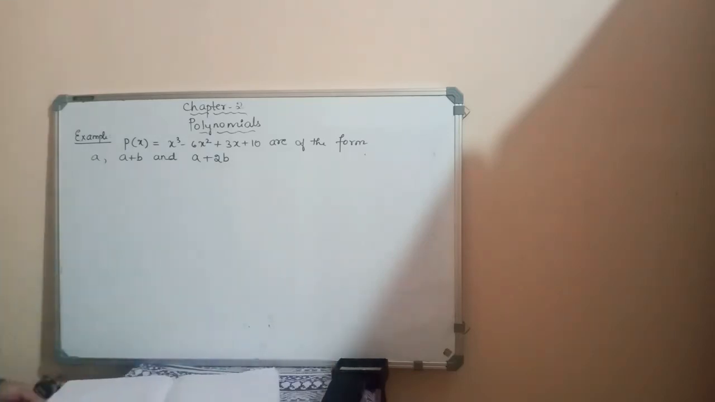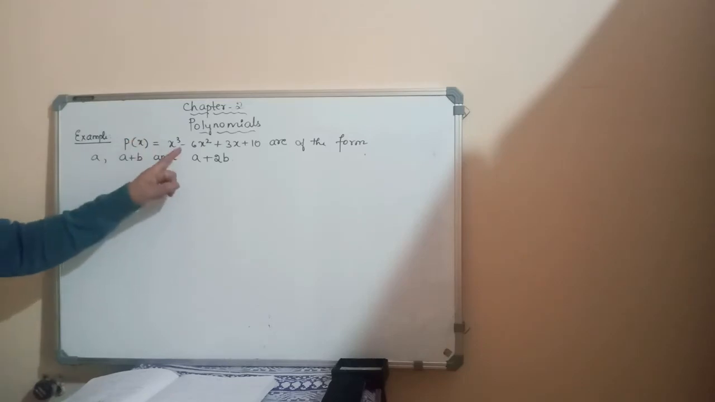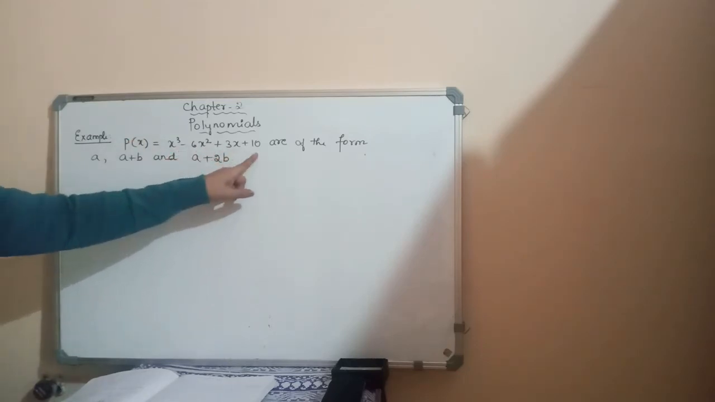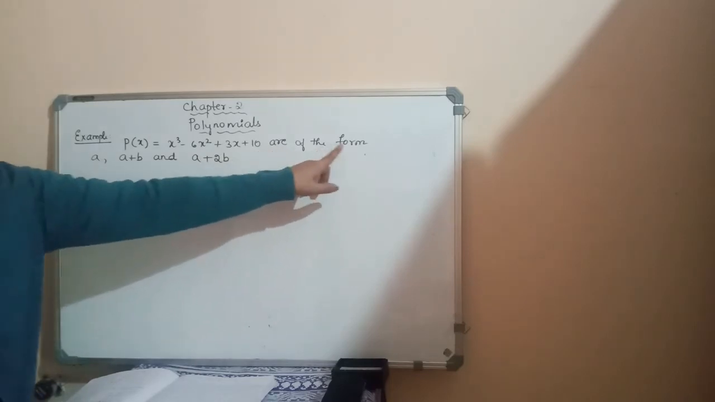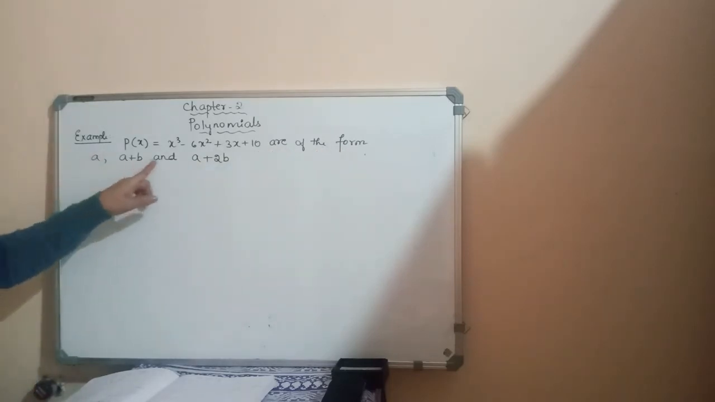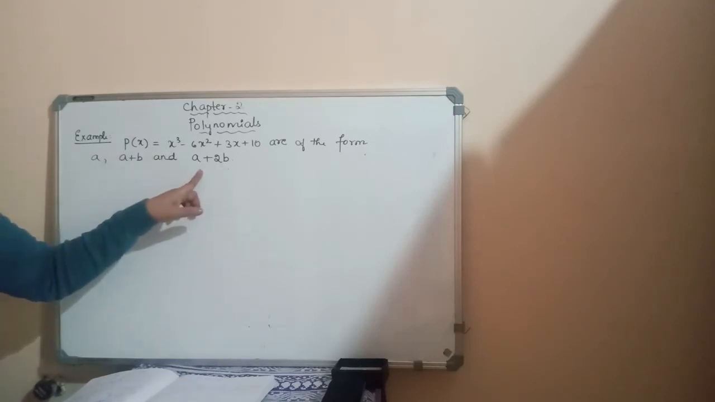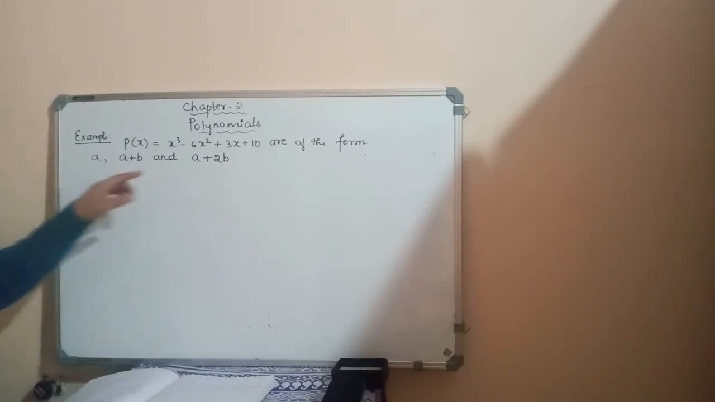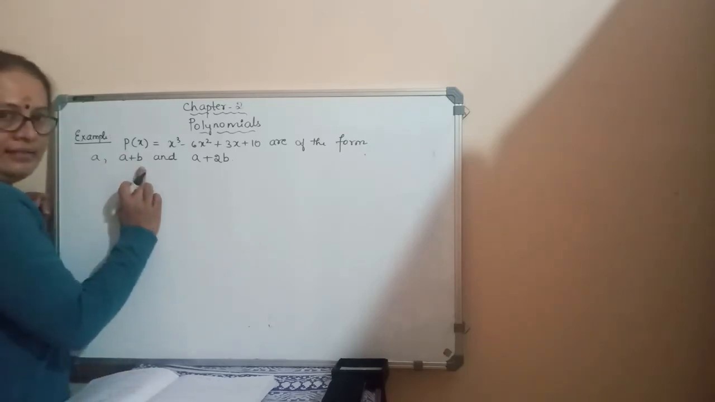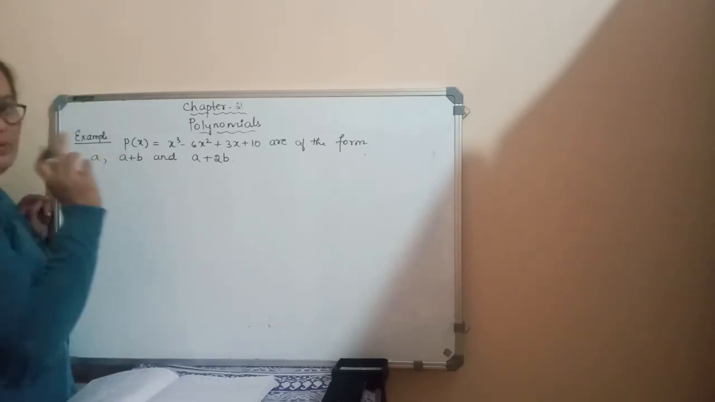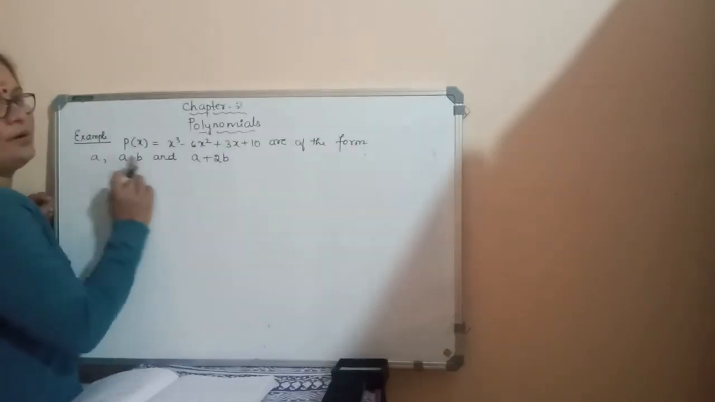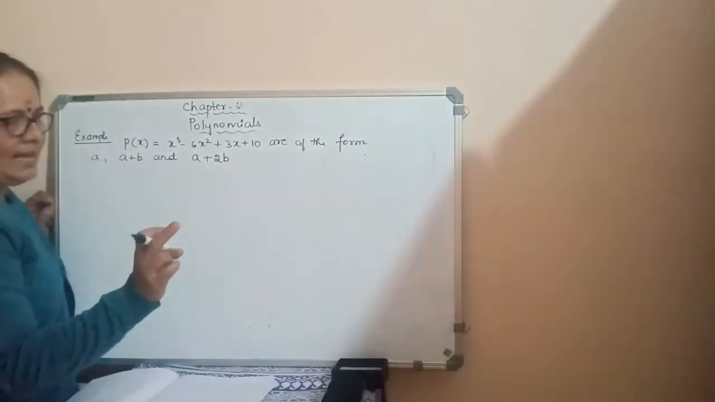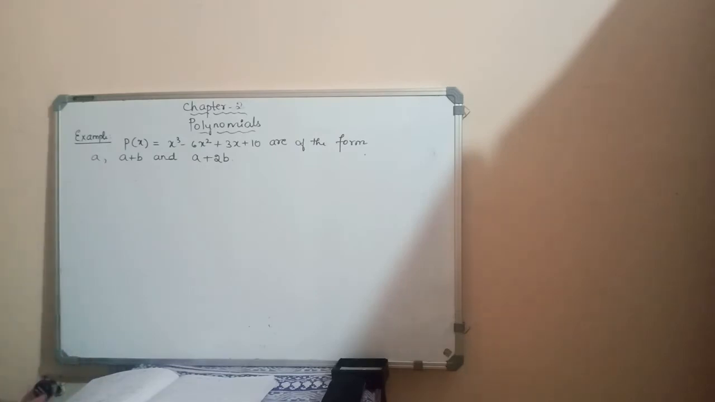Okay, we'll take some examples. Now, see here. P of x equals x cube minus 6x square plus 3x plus 10. The zeros are of the form a, a plus b and a plus 2b. These three are the zeros of the polynomial, where a and b are real numbers. You have to find the values of a and b as well as the zeros of the polynomial.